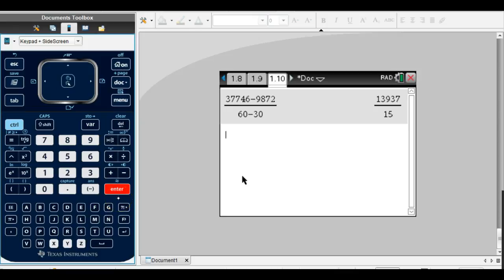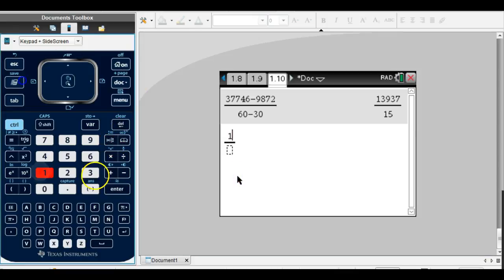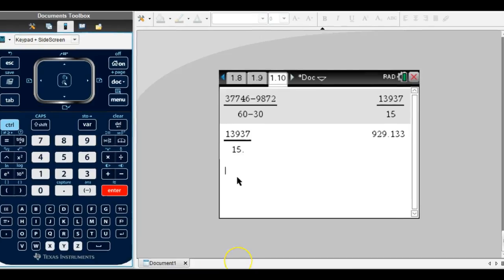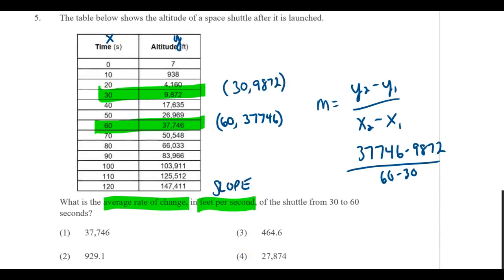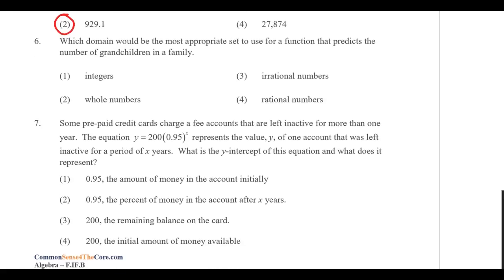I end up with a fraction which doesn't do me any good. So I want to convert that fraction to a decimal. So I'm going to do 13,937 divided by 15 decimal. And I'm going to get 929.13 feet per second, which makes choice 2 the right answer.